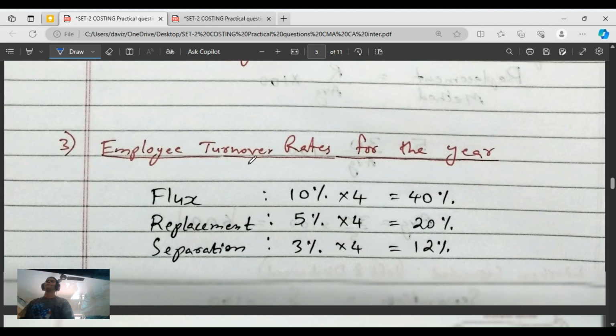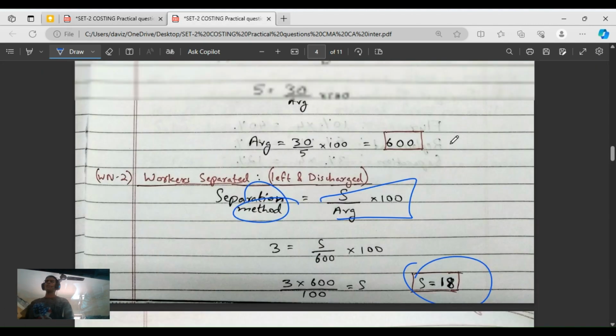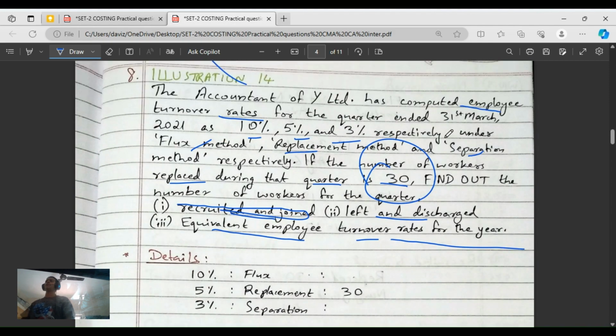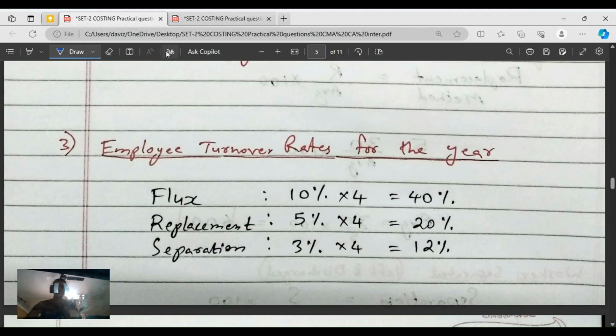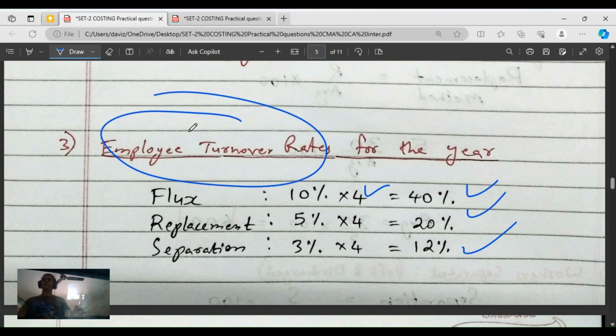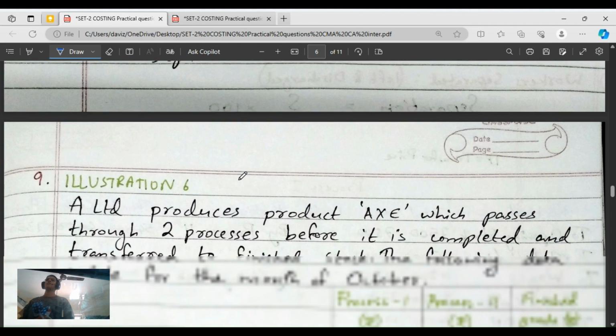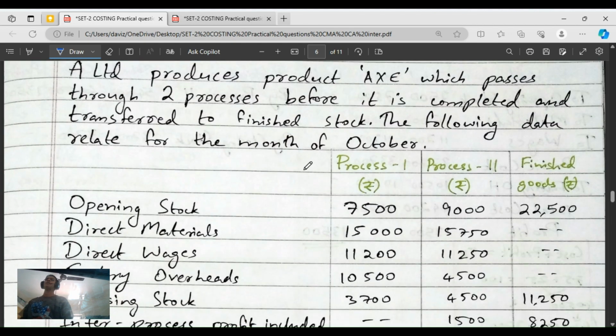Okay. Employee turnover rates for the year. See, the question said they found the employee turnover rates for the quarter. So there are 4 quarters in a year, so multiply by 4. 40%, 20%, 12% are the employee turnover rates for the year. So simple. Next question.